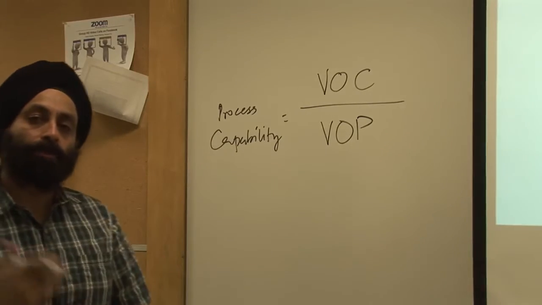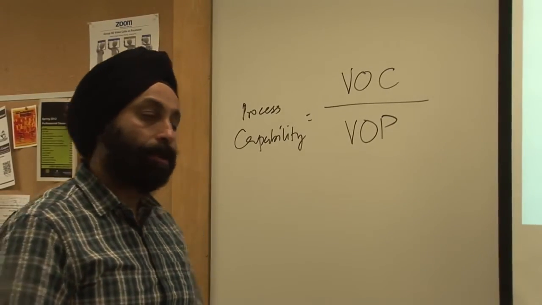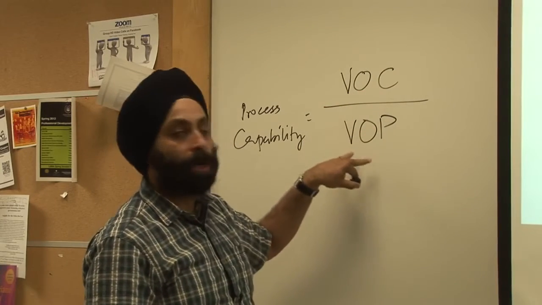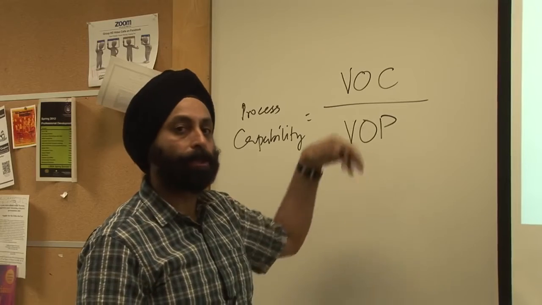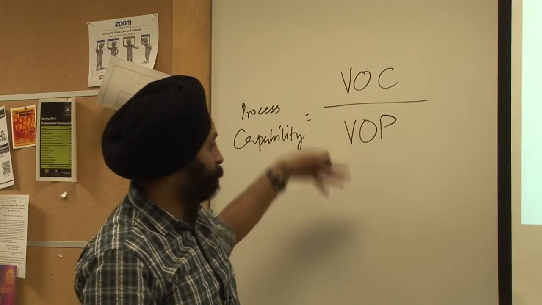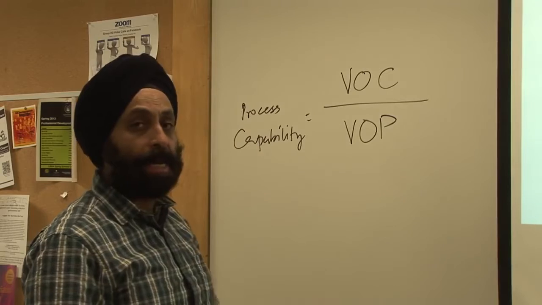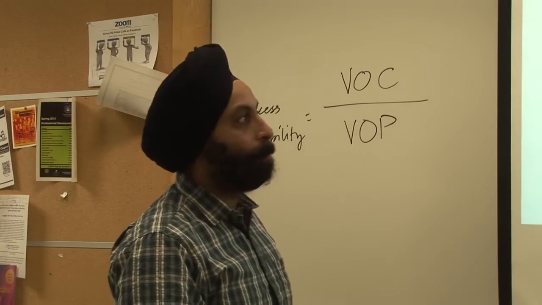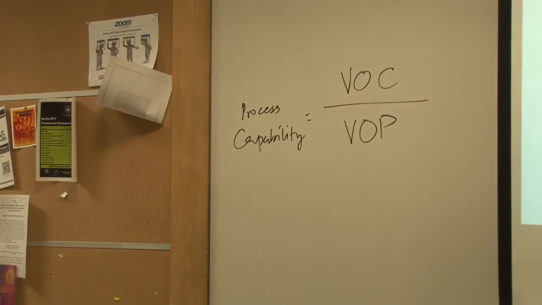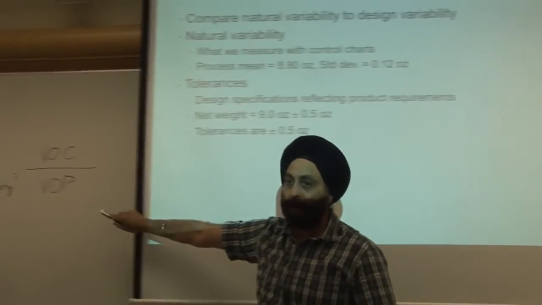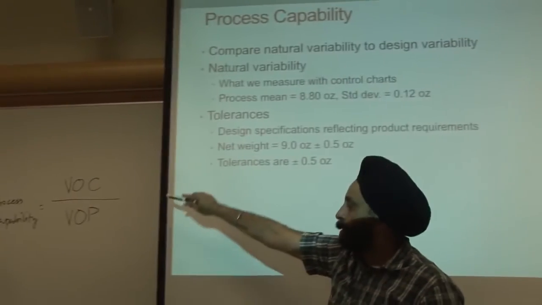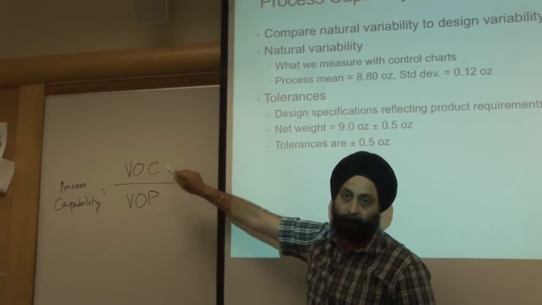Okay, and those are the 2 voices that we have mentioned earlier as to what customers want, what they will consider acceptable versus what our process is capable of doing. So those are the 2 things we are comparing and finding out if the process capability measure is up to par to what is demanded in the market. So that's what we are comparing, the natural variability of the process, with design variability, the design specifications that are provided by the customer.